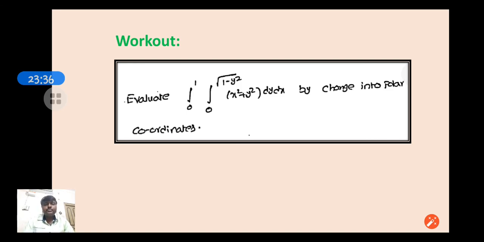Today we discussed the evaluation of double integration by changing the variables from Cartesian coordinates to polar coordinates. You try this one: evaluate the integral 0 to 1, integral 0 to root over 1 minus y square, of x square plus y square dy dx, by changing into polar coordinates. In the next class we will discuss the change of variables, general case. Okay, thank you.